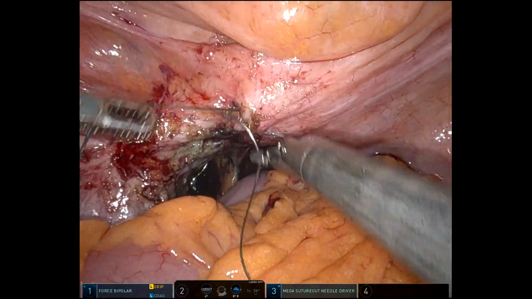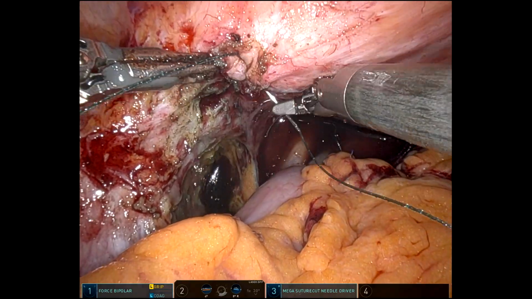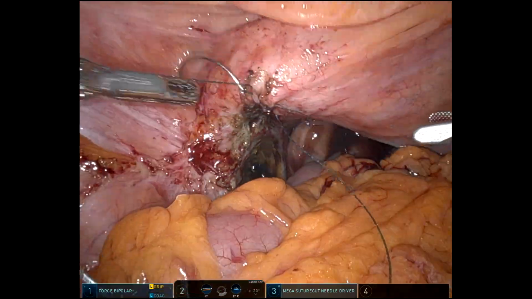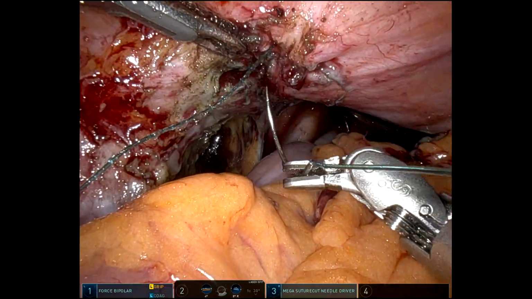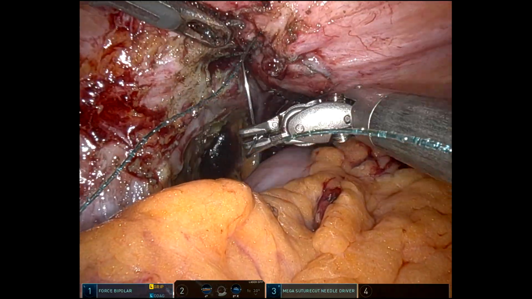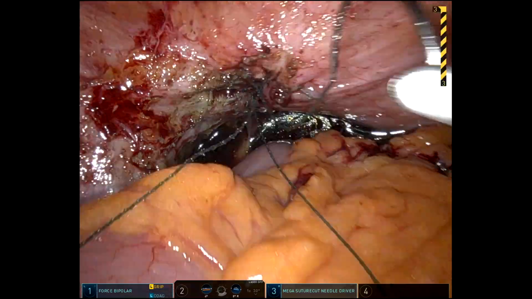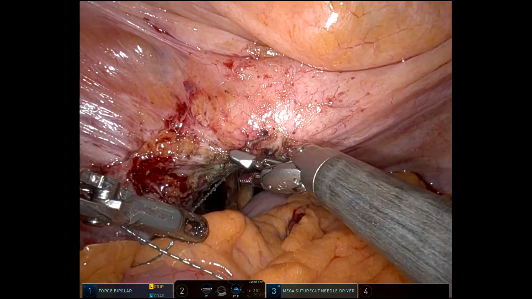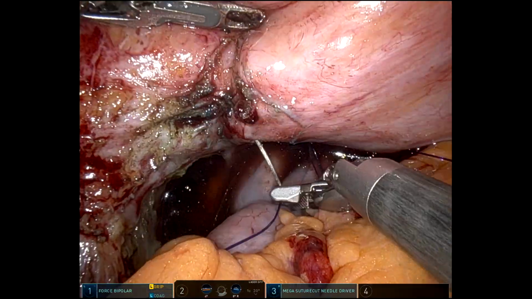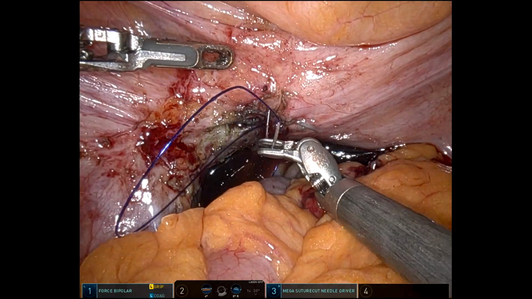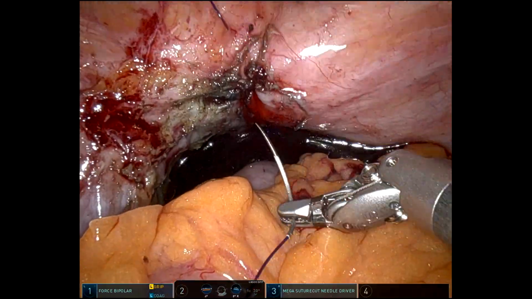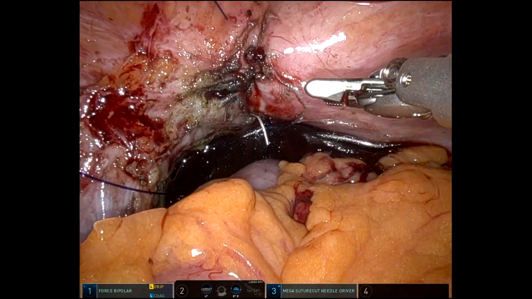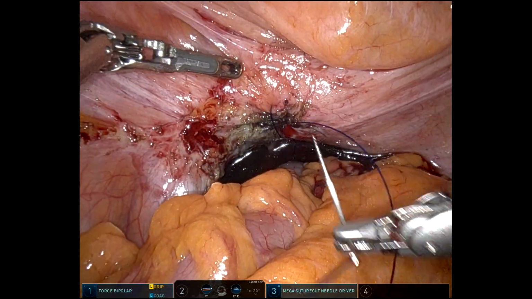This was a running 6-inch V-Loc that grabbed mucosa and now is grabbing kind of the seromuscular. And now I'm just going to do a big figure of 8 with a PDS, grabbing and Lembert-ing all of this tissue over the top of the repair.